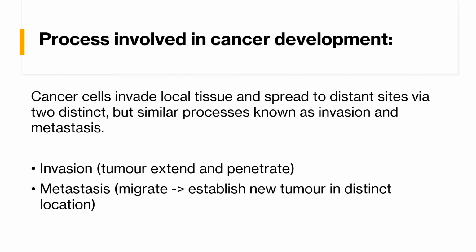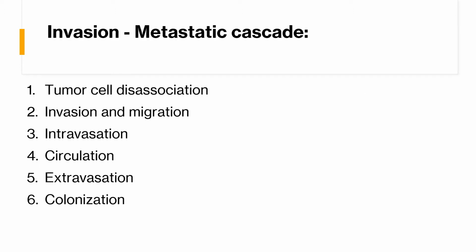the other hand, refers to the process of tumor cells breaking away from the primary tumor and migrating to a new location. This can happen via the bloodstream or lymphatic system, establishing a new or secondary tumor in the new environment. This is a multi-step process, and we can call it the invasion metastatic cascade. It consists of the following steps, which will be explained in the next slide.